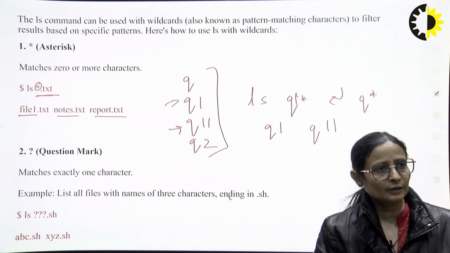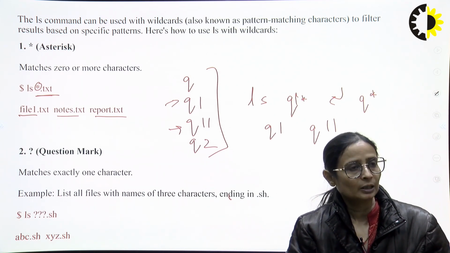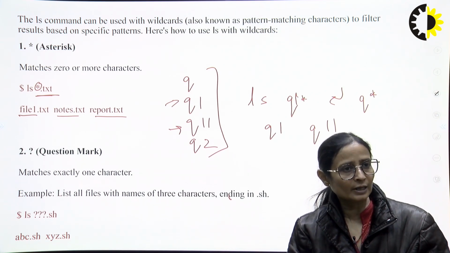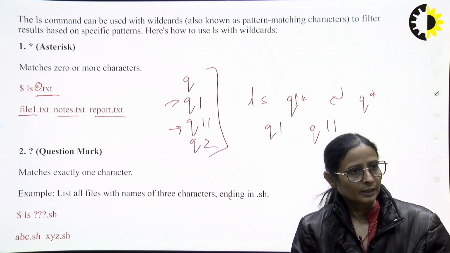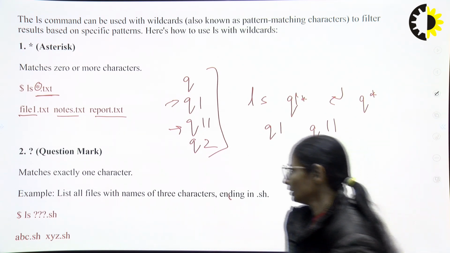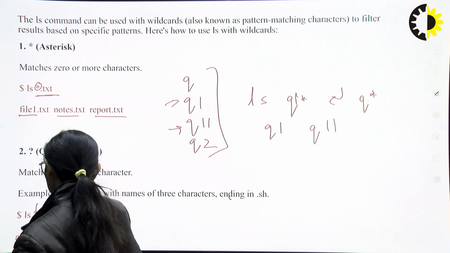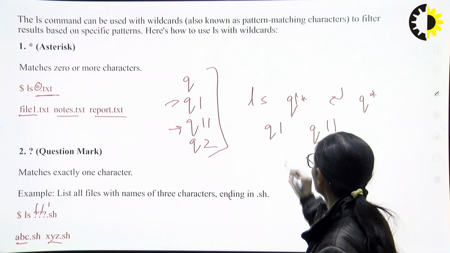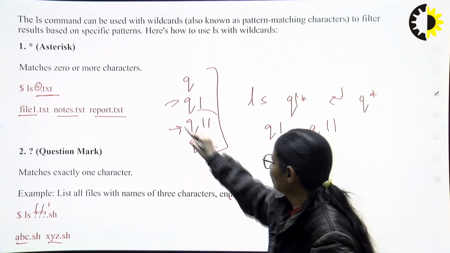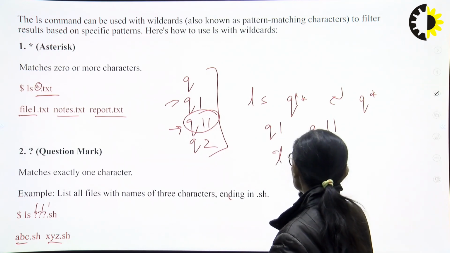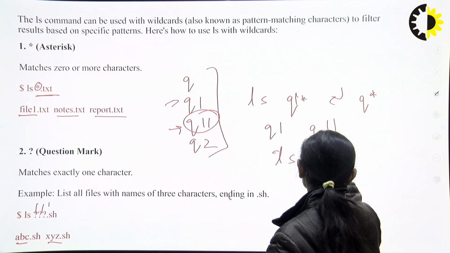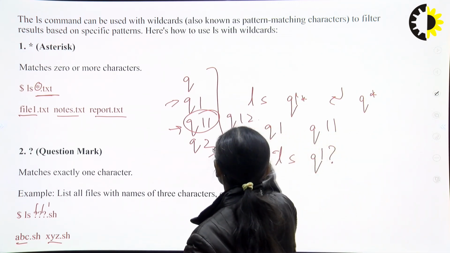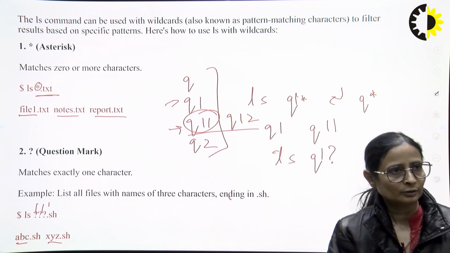There is another wild character, that is the question mark. What it does is it matches exactly one character. That is, it lists all the files with names of 3 characters ending in .sh. So this is 1, 2, 3. What happens if I give the wild character? Let's suppose I want only this to be shown. So I will give ls, then q1 and this question mark. It will show q11. Let's suppose there is another file q12. It will show both these 2 files.